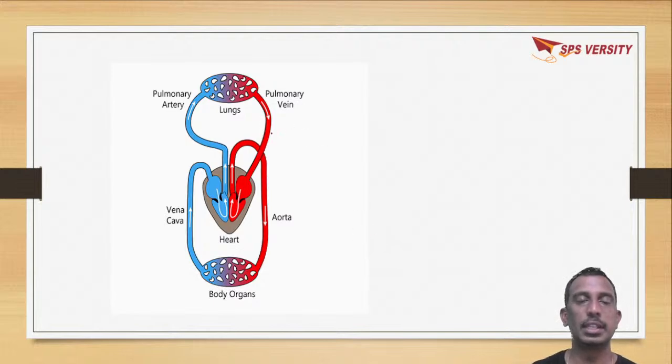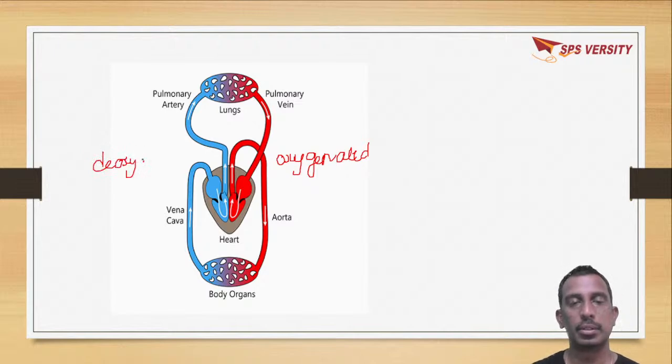So here you can see the diagram of the double circulation, where the left part is completely related to oxygenated blood, which is red in color. And the right part is related to deoxygenated blood.